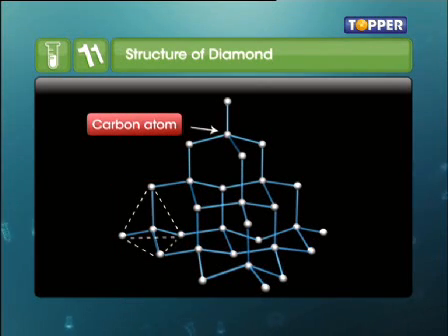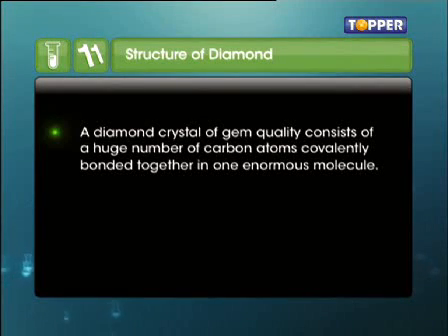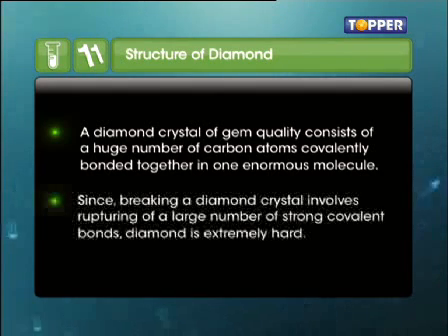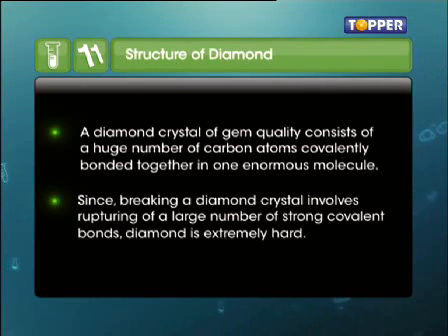The structure extends in space and produces a gigantic 3-dimensional network of interconnected covalent bonds. A diamond crystal of gem quality consists of a huge number of carbon atoms covalently bonded together in one enormous molecule. Since breaking a diamond crystal involves rupturing of a large number of strong covalent bonds, diamond is extremely hard.